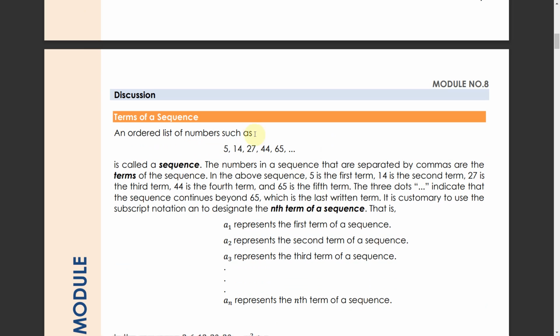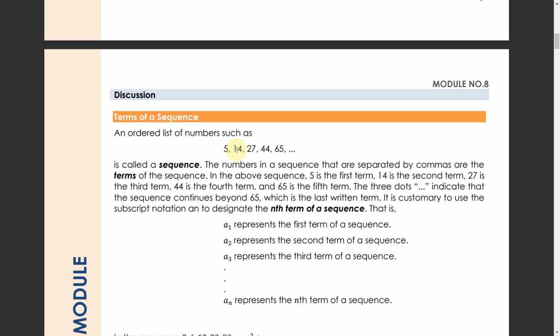An ordered list of numbers such as 5, 14, 27, 44, 65, and so on is called a sequence. The numbers in a sequence that are separated by commas are the terms in the sequence. If you see a number, then comma, number, comma, and then three dots, this means a sequence. And these numbers that are separated by commas are what we call terms.